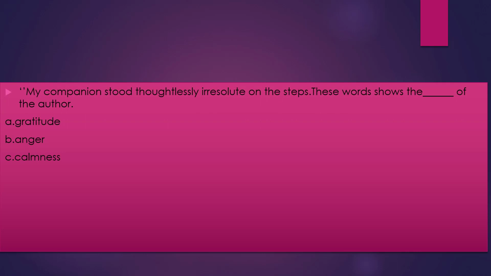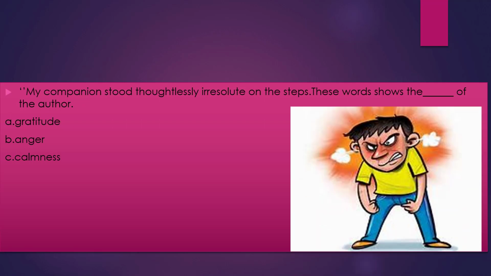My companion stood thoughtlessly irresolute on the steps. These words show the dash of the author. Option A, gratitude. Option B, anger. And option C, calmness. It seems that the author is blaming his friend for the accident. So, what would be the right option? Yes, it's B, anger.